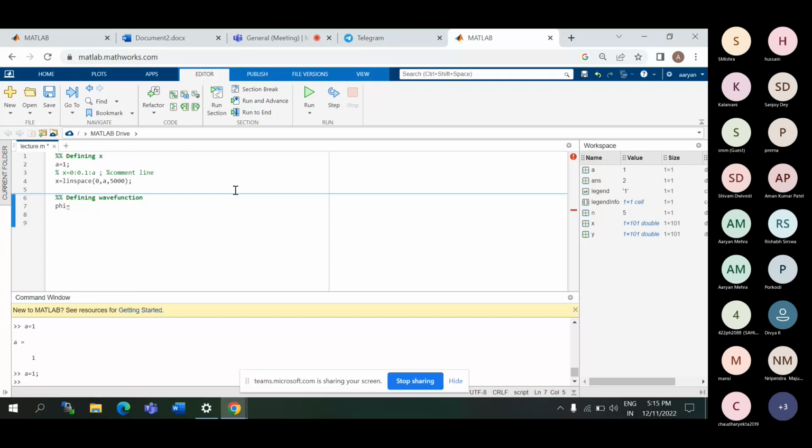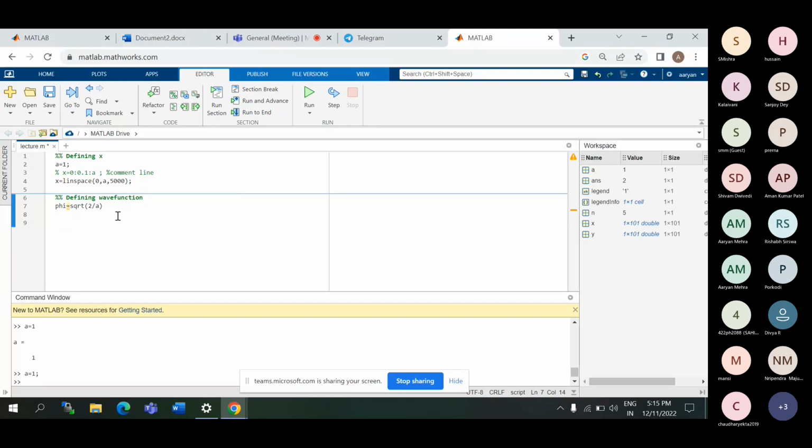This is square root of 2 by a. So how do we write square root in MATLAB? We write sqrt, double bracket. Within the bracket, we will write 2 by a. So you all got it? How we write the first part of our equation? Very simple as that, right?